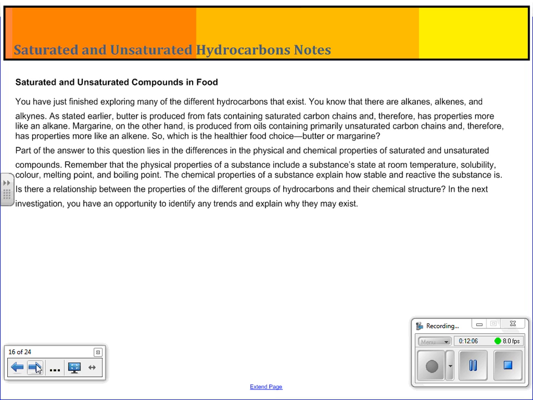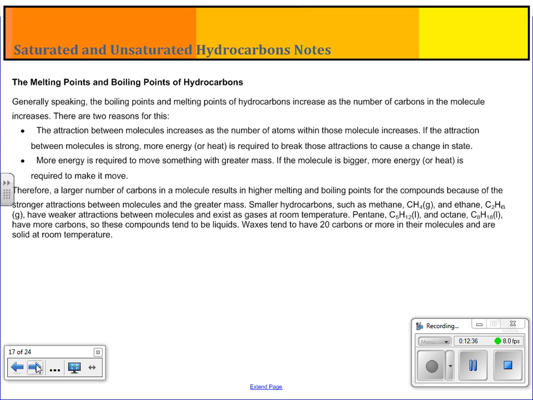So part of the answer to this question lies in the difference in the physical and chemical properties of saturated and unsaturated compounds. Remember that the physical properties of a substance include a substance's state at room temperature, solubility, color, melting, and boiling points. The chemical properties of a substance explain how stable and reactive a substance is. There is a relationship between the properties of different groups of hydrocarbons and their chemical structure. In the next investigation, we'll have the opportunity to identify trends that explain why this may exist.